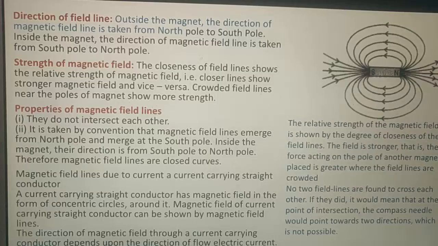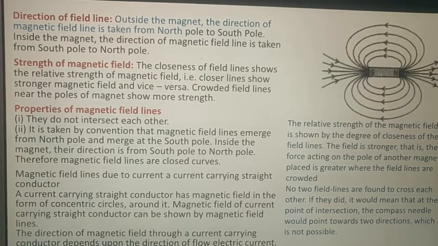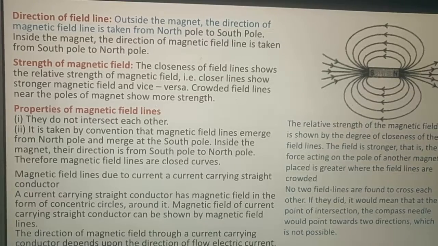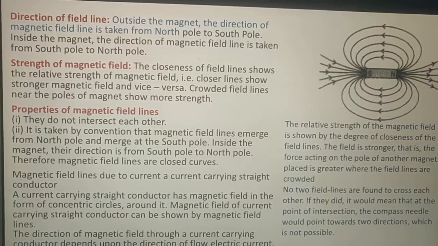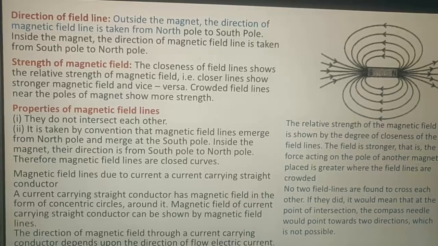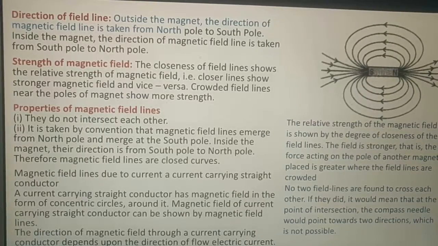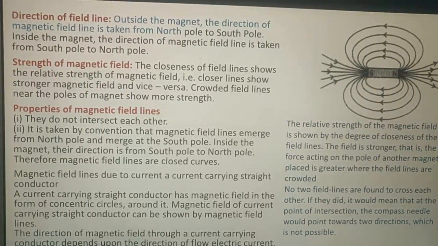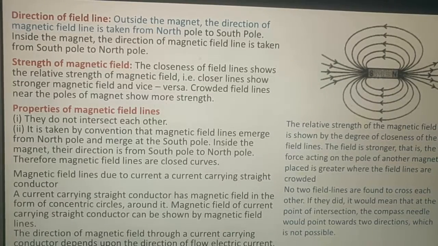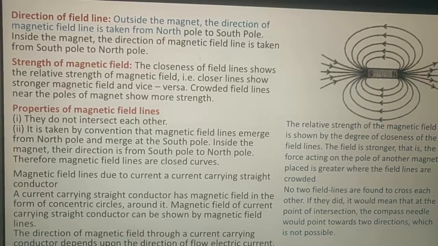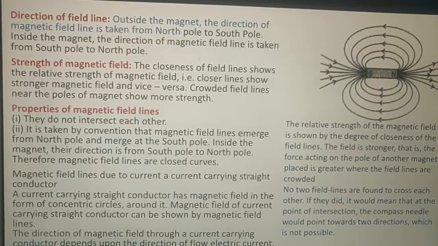Magnetic field lines due to current in a current carrying straight conductor. The current carrying straight conductor has a magnetic field in the form of concentric circles around it. The magnetic field of a current carrying straight conductor can be shown by magnetic field lines. The direction of the magnetic field through a current carrying conductor depends upon the direction of flow of electric current.